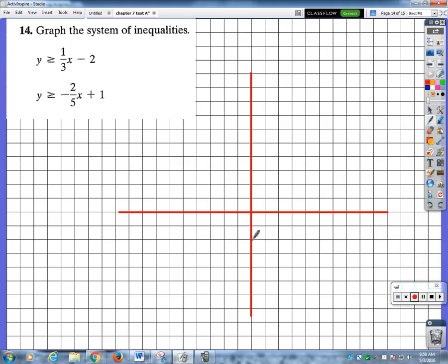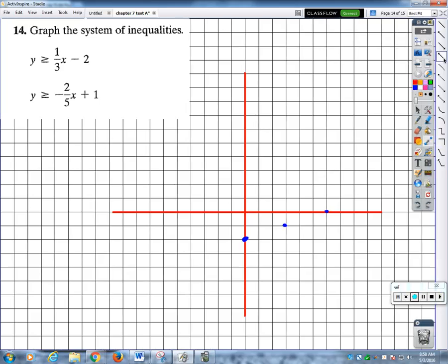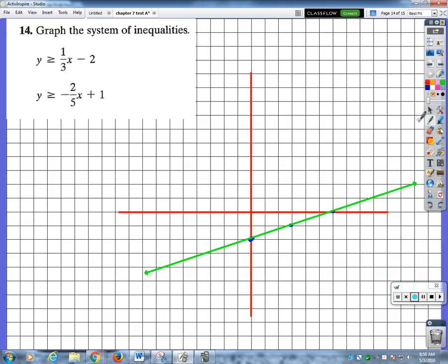Crosses the y-axis at negative 2. Has a slope of 1/3, so up 1 over 3, up 1 over 3. Solid line or dotted line? Solid. Okay, and then that one is greater than, so where would I shade? Above.